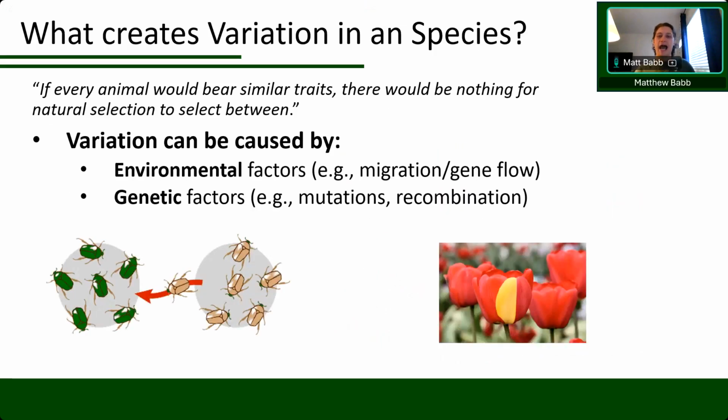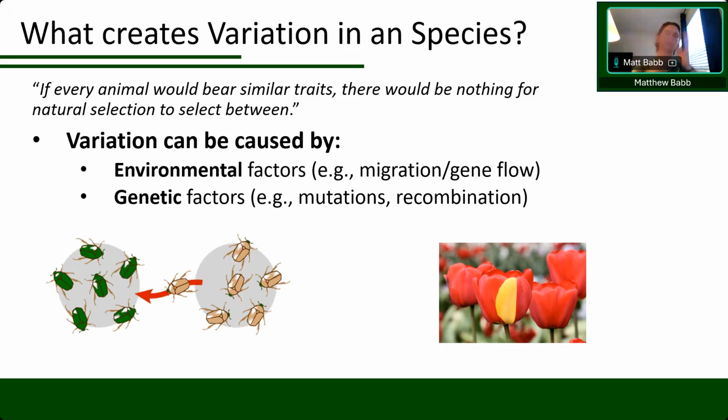So for natural selection to act, there must be variation for a specific trait within a population. We need to see some sort of variation in order for natural selection to act. If all beetles are green in a population, there's no variation for natural selection to act upon. Variation can be caused by a number of different factors. They can be either environmental or genetic. Some environmental factors might include migration, where genetic diversity is increased by new variants coming in and out of a population. And some genetic factors might be examples of mutation or genetic recombination.